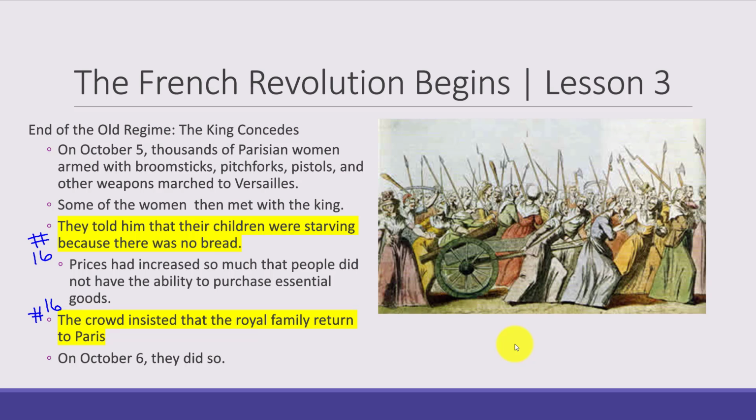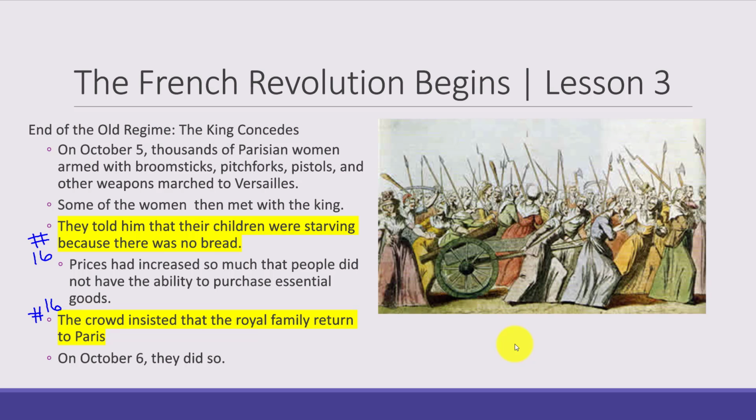They literally told him, our children are starving, we have no bread, there's inflation, the prices have increased so much that we can't buy the goods in order to make bread. You need to do something. And women, when it comes to mothers, they're tough. Okay, they're not gonna back down.